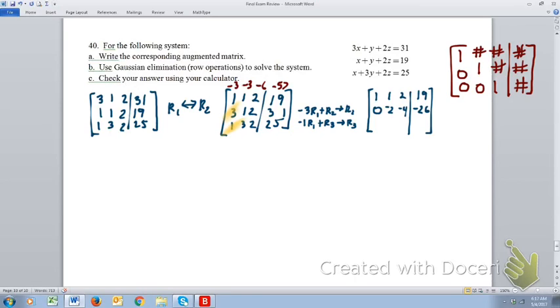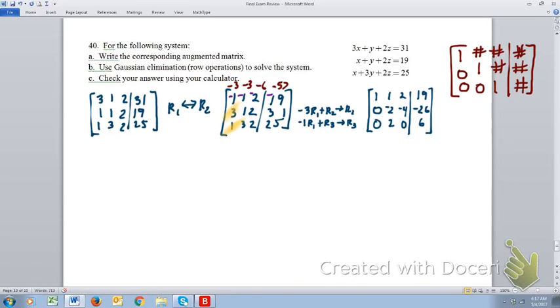Now we're going to multiply negative 1 times row 1, so let me just change the signs, and we're going to add those values to row 3. Negative 1 and 1 is going to be 0, which is what we were looking for. Negative 1 and 3 is 2. Negative 2 and 2 is 0. And negative 19 and 25 is 6.